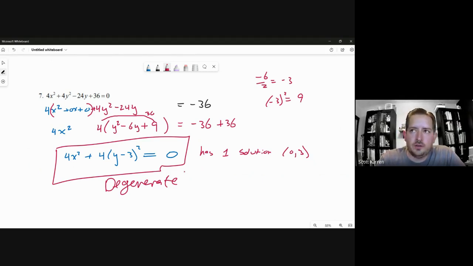But know how to do your completing the squares because they're going to be here for the rest of this chapter. So anyway, that's it for this section.